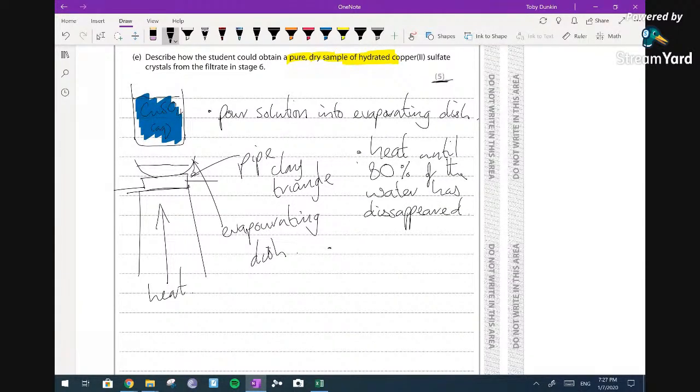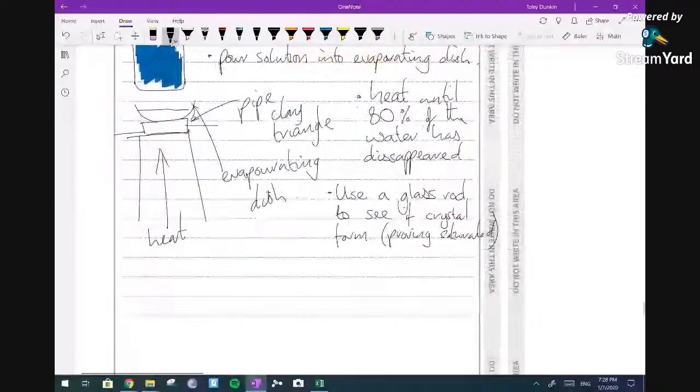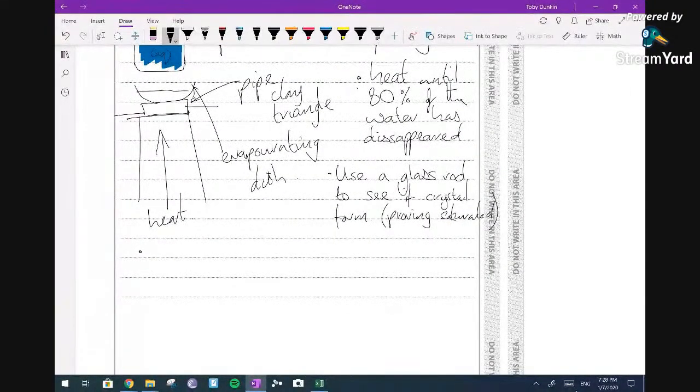Next, we're going to use a glass rod to see if crystals form. This proves saturation, just so you know. Proving saturated solution. Right. Now we're going to let it cool. Let it cool so crystals form.